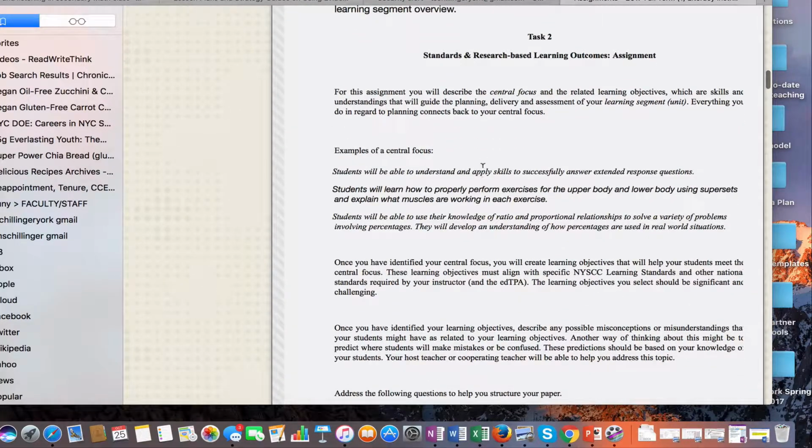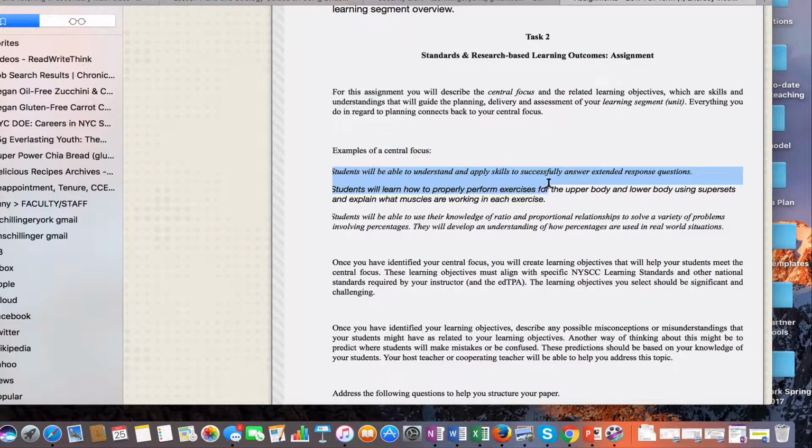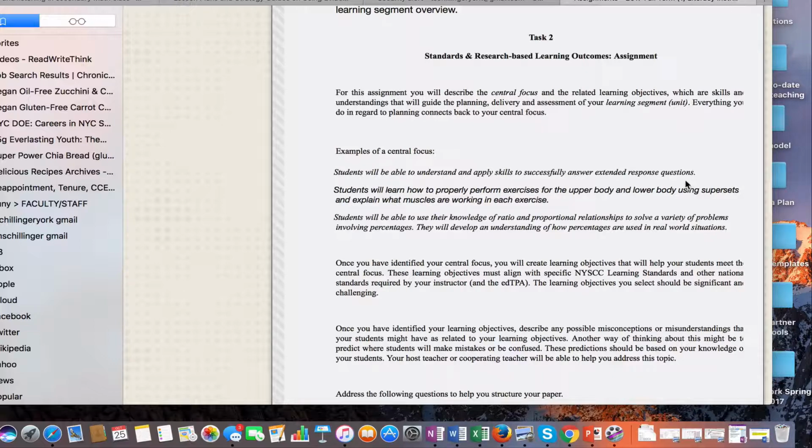If you did draft out a central focus, just a one sentence like this, then I was able to look at it and give you some ideas about how you might develop that into lesson plans. If you haven't done that yet, these are examples. We looked at these in class together, and hopefully you had the opportunity to look at these also.